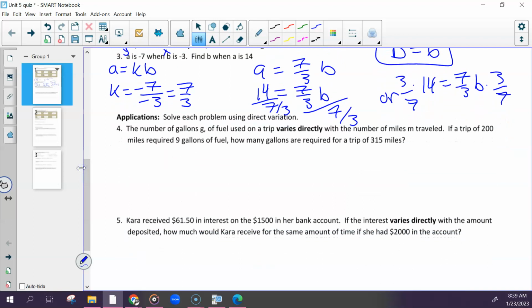Or they gave you variables, so use those. You can still say your g is like your y, your m is like your x, but you need to use the original. Set up your original equation, g equals km. Then use the numbers given to find k. 200 miles was your x, the 9 gallons was your y, or your g and m. So this would have been 9 over 200. Whether you left it as a fraction or put it as the decimal 0.045 was fine. Some of you put 0.45, which threw it off.